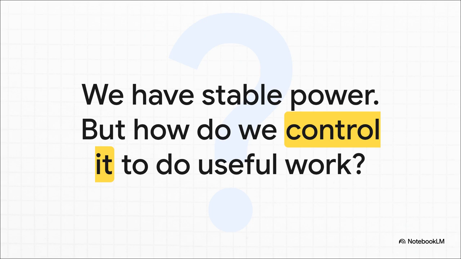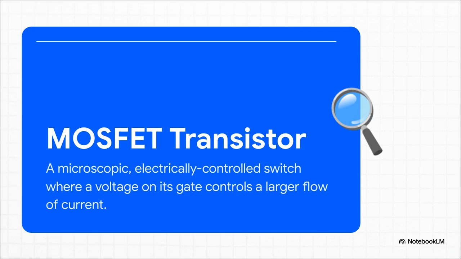It's about being able to turn that power on and off, to shape it millions, heck, billions of times every single second. And for that, we meet the MOSFET transistor, the true workhorse of all modern electronics. The best way to picture it is like a microscopic water faucet, or maybe a dimmer switch for electricity. You've got your source, where the current comes from, the drain, where it goes, and then the gate. That's the control knob. A tiny little bit of voltage on that gate can control a huge flow of current passing through.